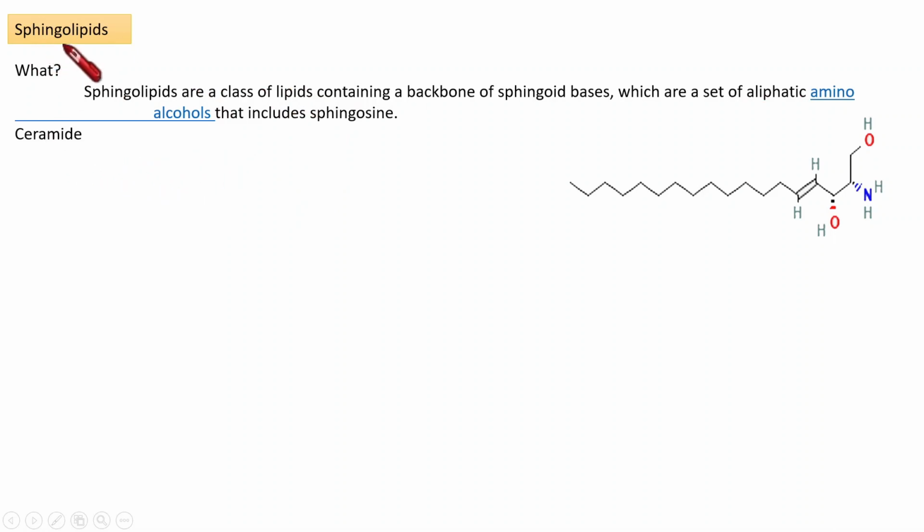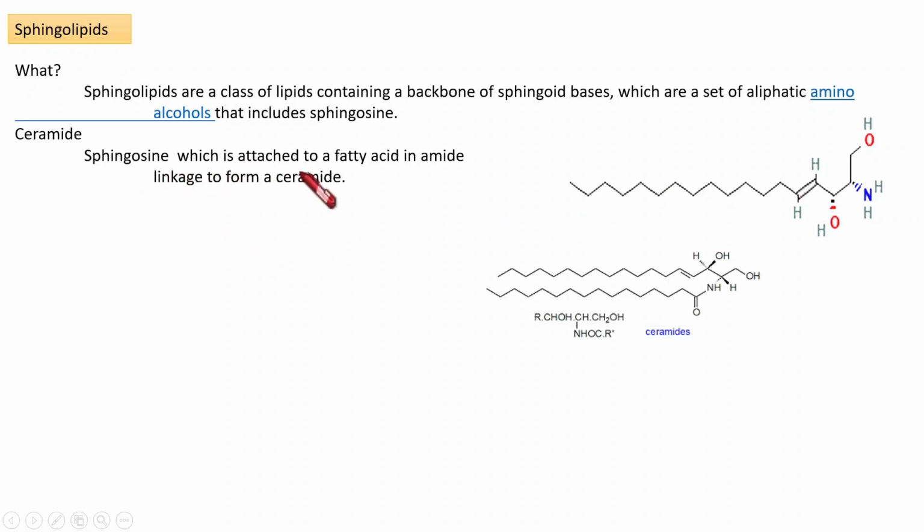Ceramide is a type of sphingolipid. When ceramide is forming, sphingosine is combined with a fatty acid through an amide bond. Sphingosine is attached to a fatty acid through an amide bond, and that will form a ceramide. So this is the amide bond, C double bond O, NH. So through the amide bond, when sphingosine is attached with a fatty acid, then it will become ceramide.